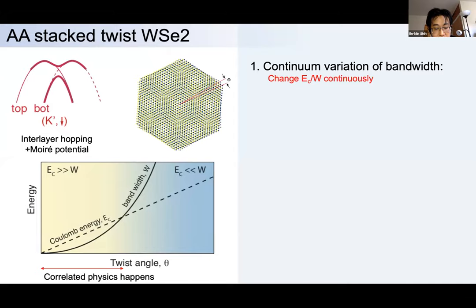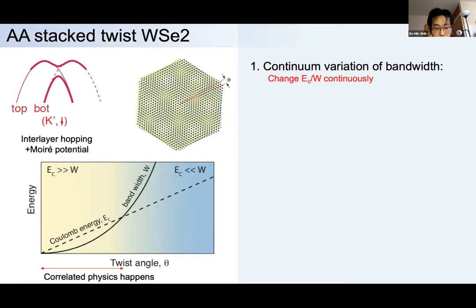And by changing the twist angle, we can squeeze the first moiré band continuously. In this way, we can get a continuously changing bandwidth. So contrary to graphene, the bandwidth varies continuously, and we can expect the Coulomb energy to bandwidth ratio to change continuously. The Coulomb energy is linear or square root of the twist angle when the interlayer distance is considered as the moiré wavelength or the Wannier orbit size, respectively, while the bandwidth changes more like quadratically.